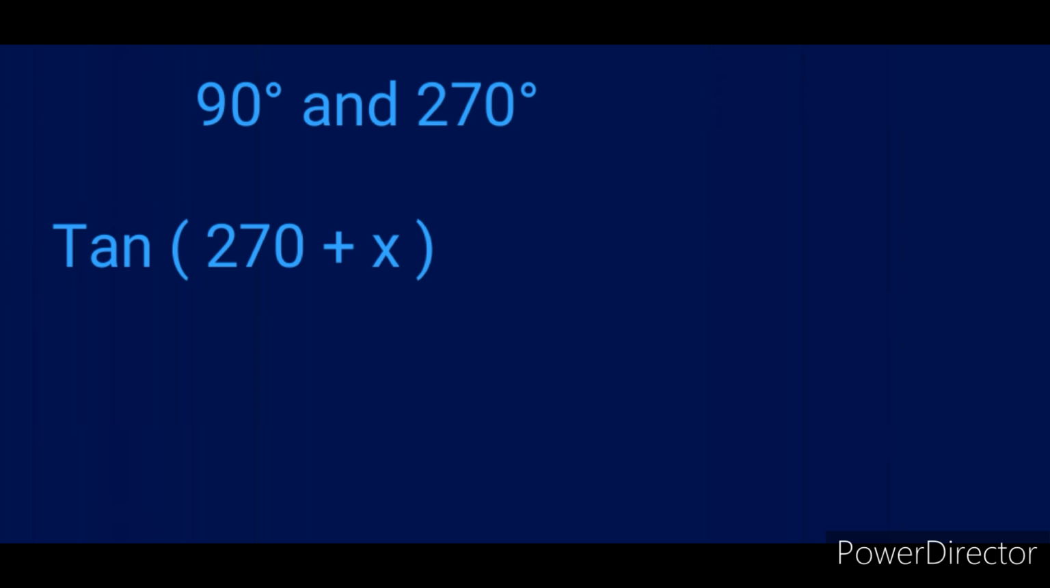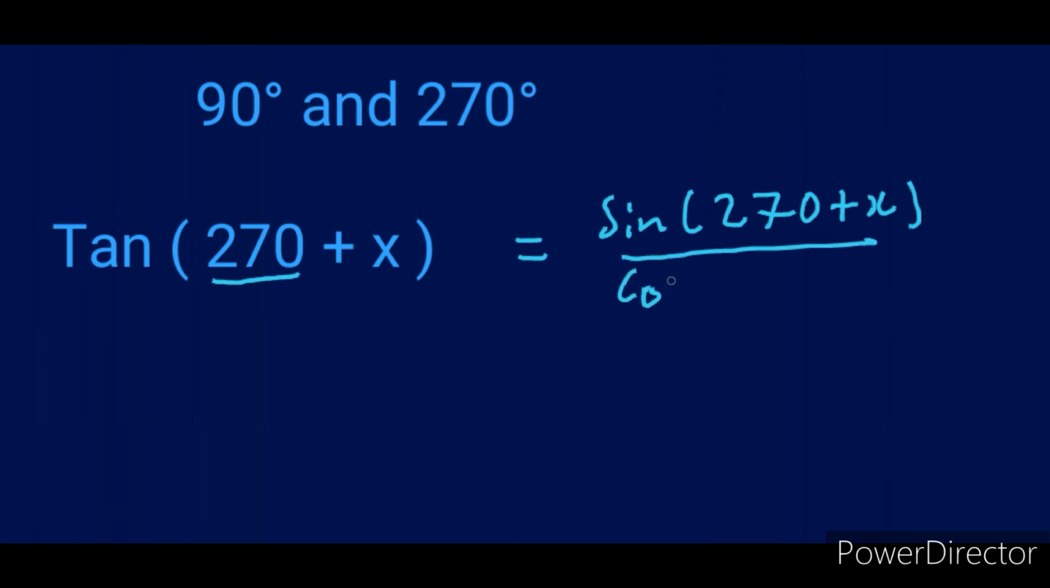Alright, here is another situation. So we know that whenever we see 270 or 90, we strictly first have to change it into sine over cos. So we're going to have sine 270 plus x over cos 270 plus x. So this is what we're going to have.